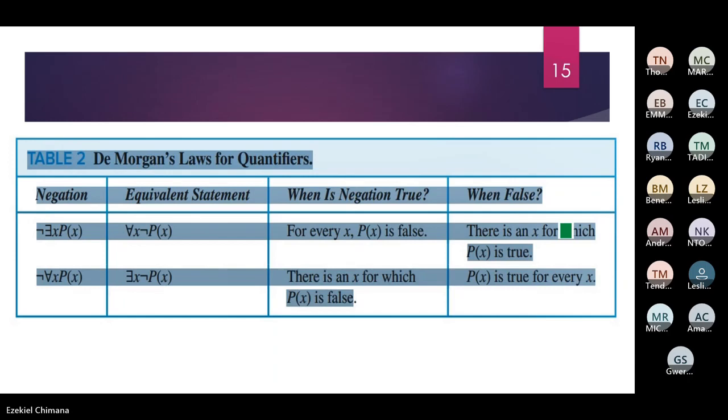Then I'm moving on to the next one: negation of for all x. Let me come again. This one is the existential statement, and this one is the universal statement. They are equivalent. And when is the negation true and when is it false?